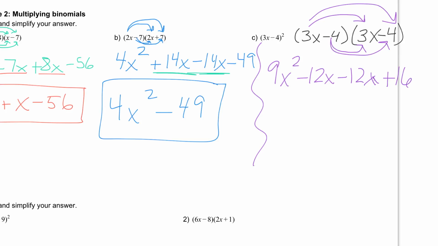Looking to combine like terms, we have our x's here in the middle. So negative 12x and negative 12x, we can combine those together. And we get 9x squared minus 24x plus 16.